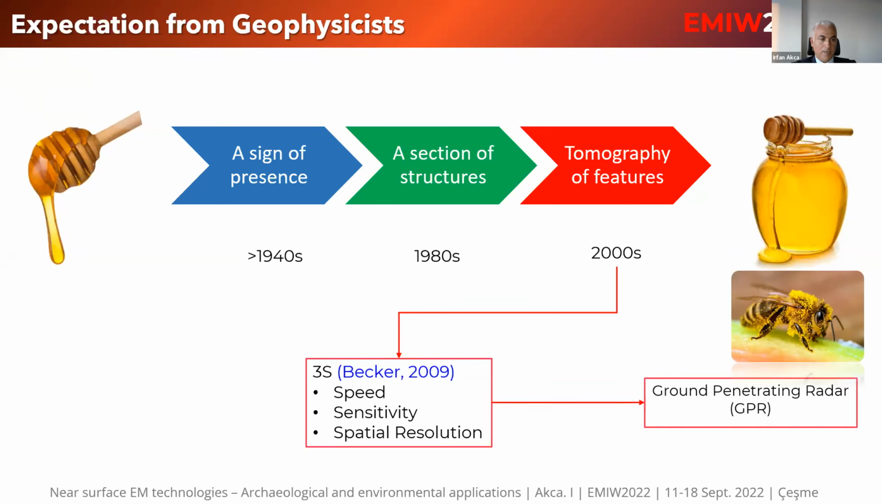The ground penetrating radar, or GPR, method satisfies these three tests. It's a method that we can conduct at speed. Its sensitivity is high and it provides high spatial resolution. So it became the main method used to explore archaeological places.